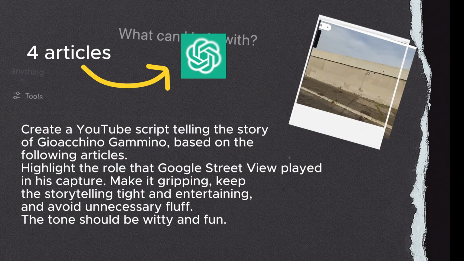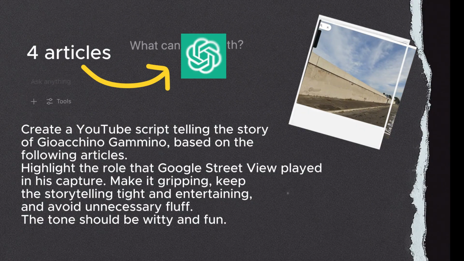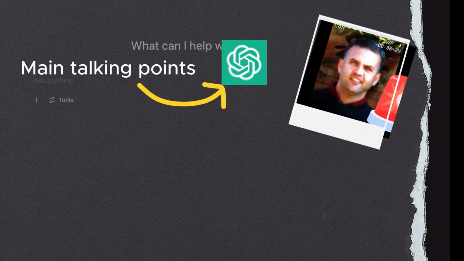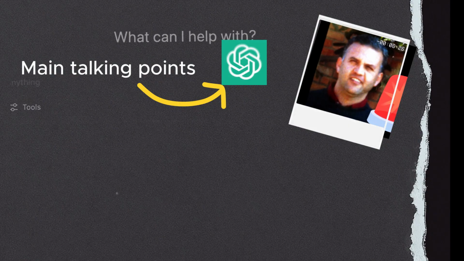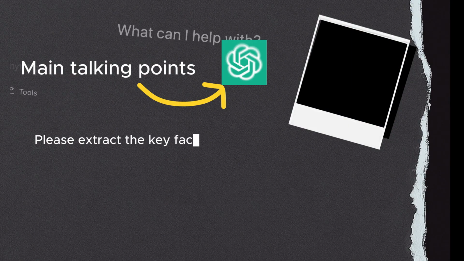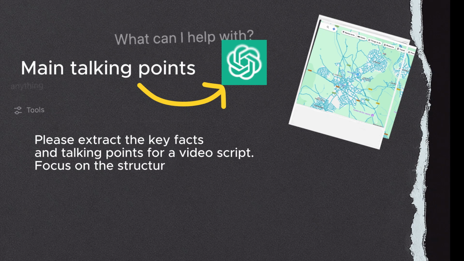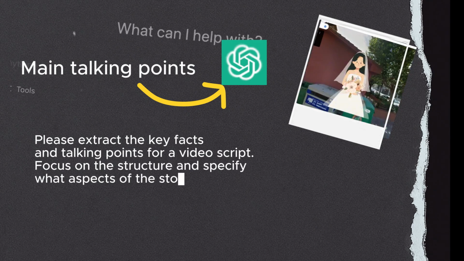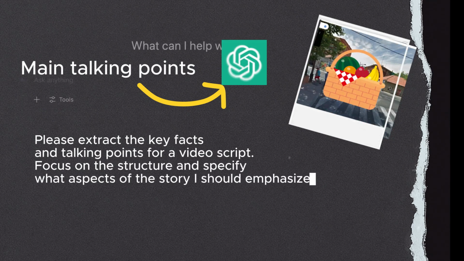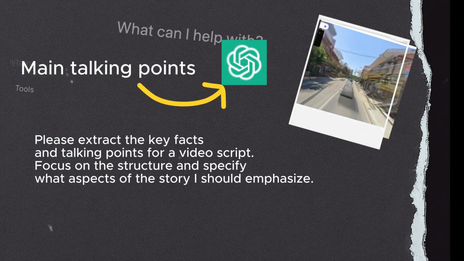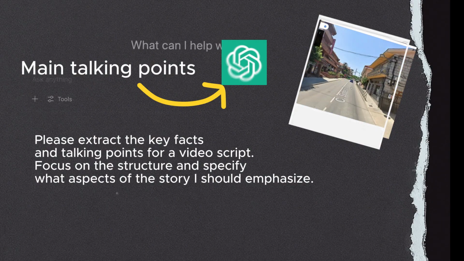The more detailed your prompt and audience description, the better the result. Don't need a full script? Just ask ChatGPT to generate main talking points instead. Modify your prompt accordingly: "Please extract the key facts and talking points for a video script. Focus on the structure and specify what aspects of the story I should emphasize." Or maybe you already wrote a script but found a new source. Just send ChatGPT both the script and the link, and ask it to add relevant info. This works like a charm.